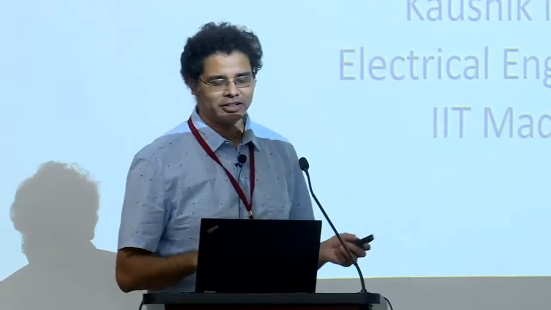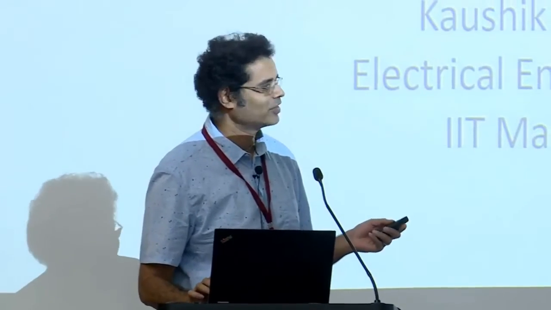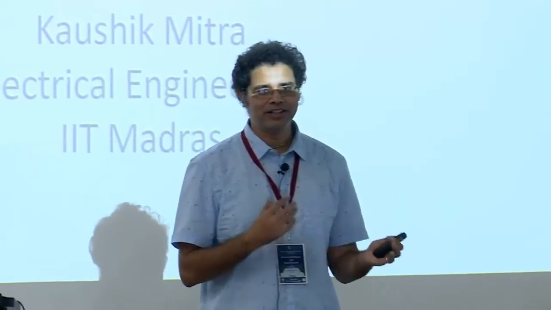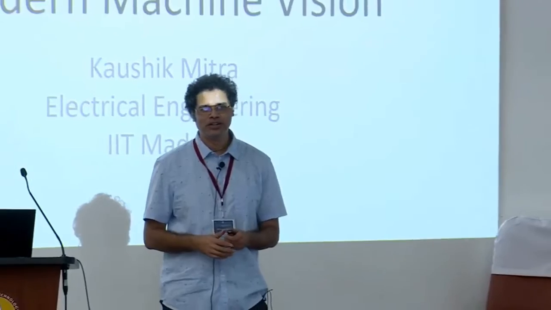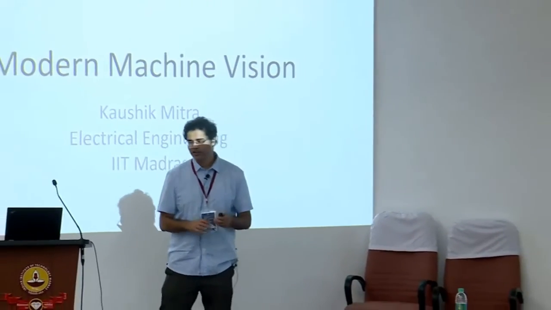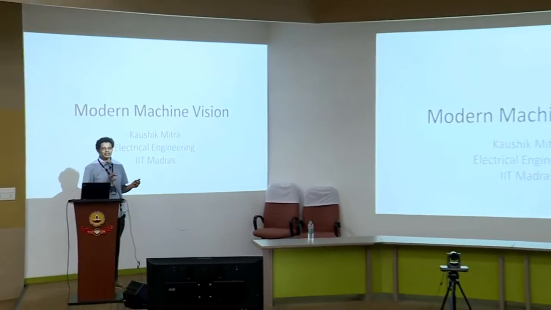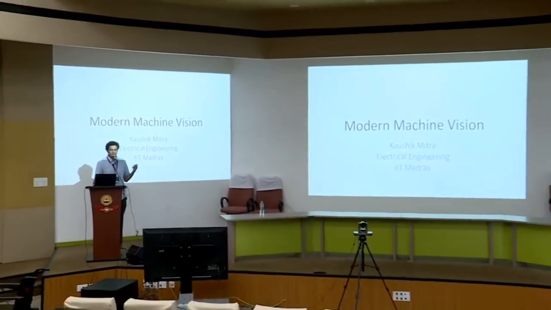So we'll start with modern machine vision, or modern computer vision, which basically is deep learning, using deep learning as a tool for solving computer vision problems. So you already have some introduction to computer vision. I will give a quick introduction, and then we'll move on to the deep learning related problems.